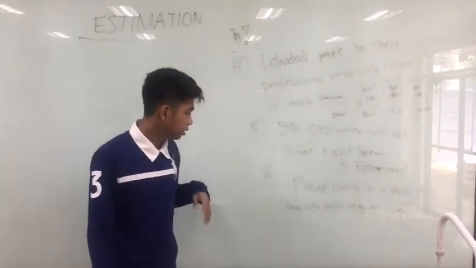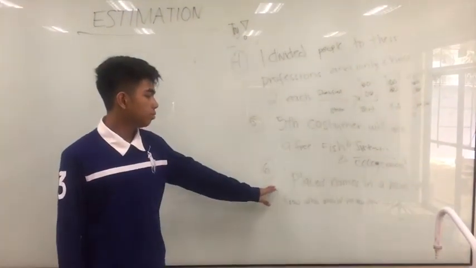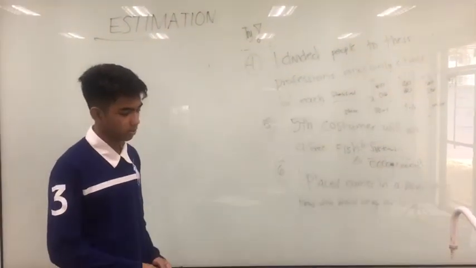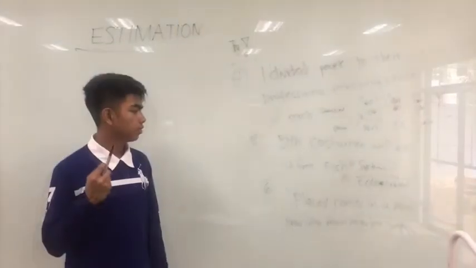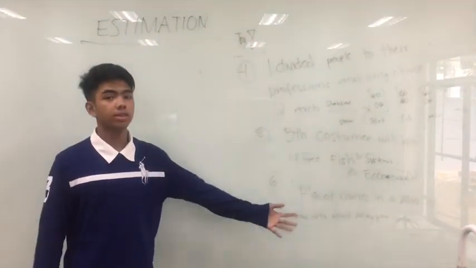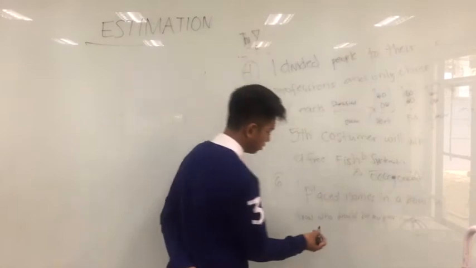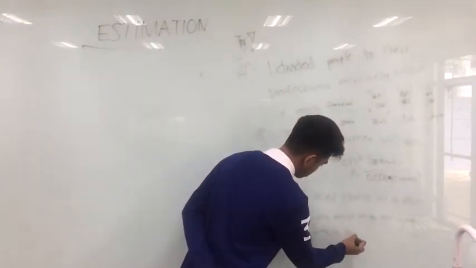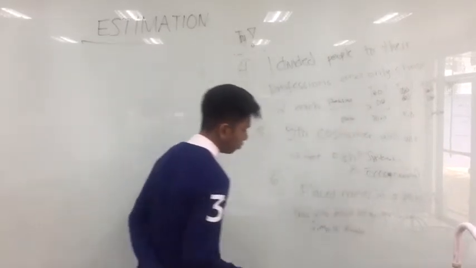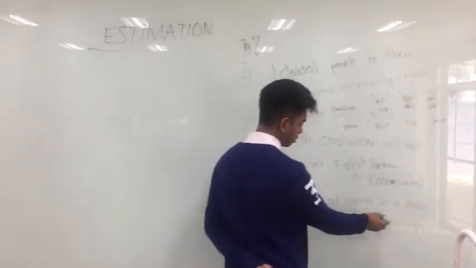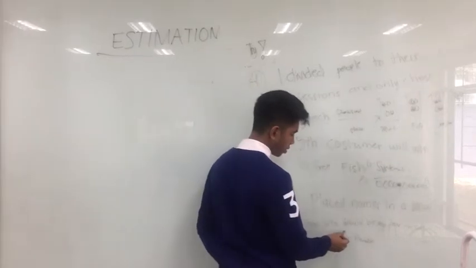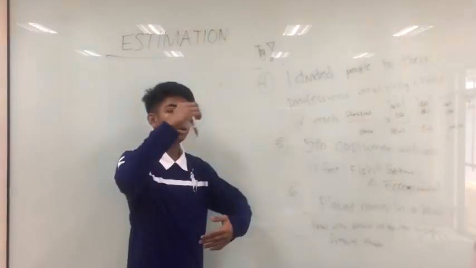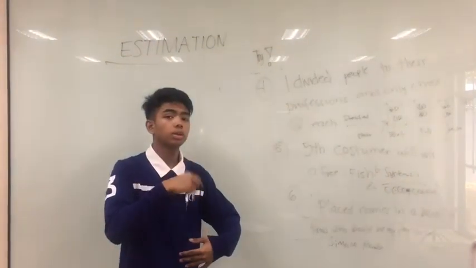Next, I place names in a bowl to know who would be my partner. So the answer is simple random or the fishbowl technique. As what I said earlier, you put names or samples in a bowl and you will pick one.